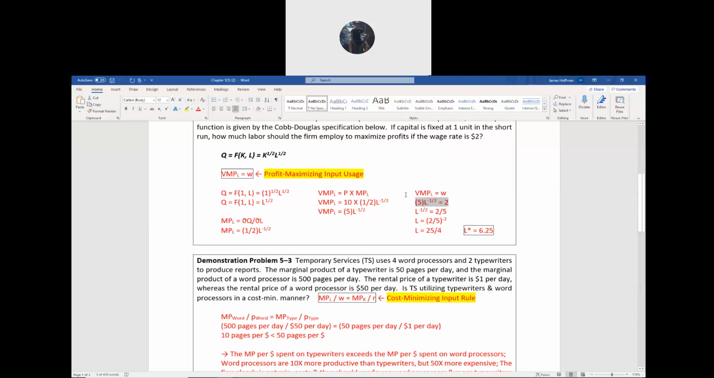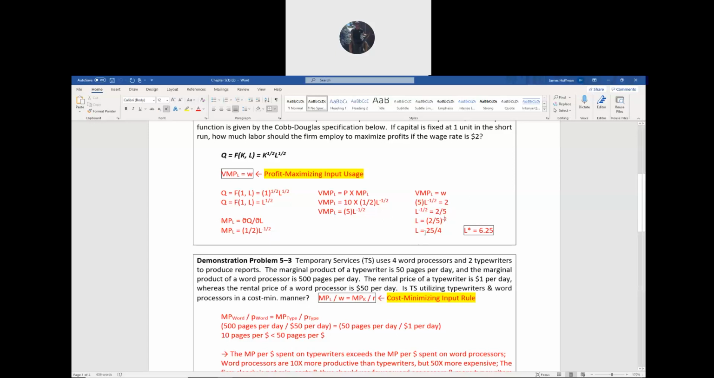It's going to take a little algebra, but we're trying to find what labor is when this condition holds. All right, so when does 5L to the negative 1/2 equal 2? Divide both sides by 5. We get L to the negative 1/2 equals 2/5. If you raise both sides to the negative 2, this part would cancel out as 1, and you get L equals 2/5 to the negative 2.